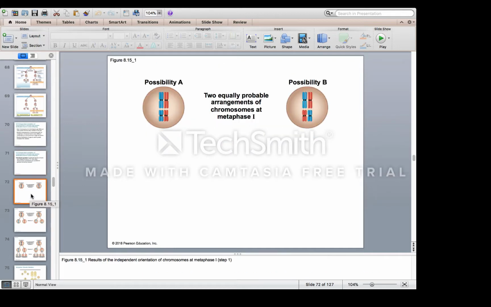All right, so we got, let's say, a possibility. You got 2 equally probable arrangements of chromosomes at the metaphase plate. Possibility A looks like this arrangement, looks like this: blue, red, blue, red. Possibility B is blue, red, red, blue. Okay, just swapped right here. So let's see what happens.